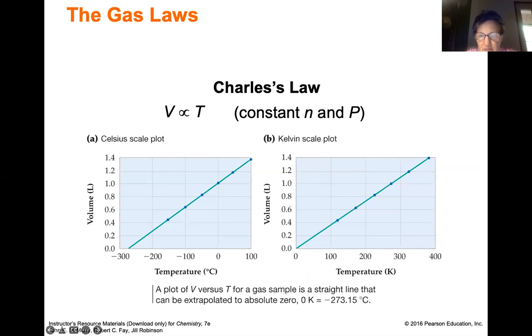And we're going to try hard to always remember that it's best to work in Kelvin when you're dealing with gases. We'll see why in a little while, but one graph here is in degrees Celsius, one is in Kelvin, and the graphs are fine, but it's going to make a lot more sense to always do things in Kelvin.